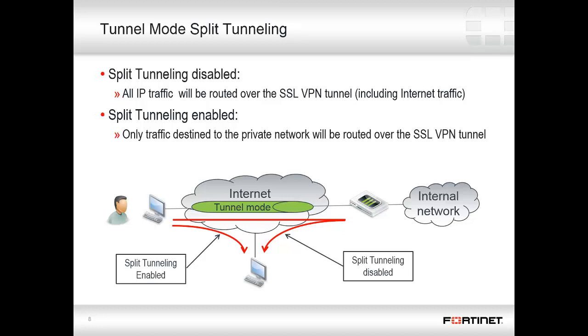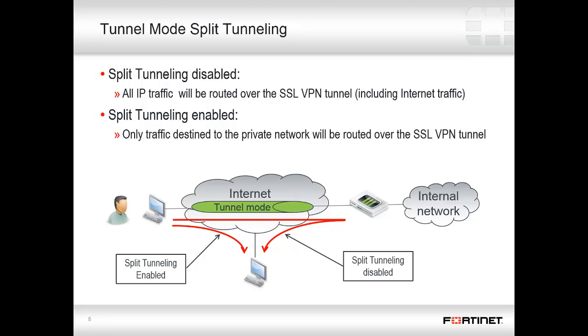So when split tunneling is disabled, the internet traffic goes to the FortiGate first, then goes out through the FortiGate device's ISP. This adds more latency and bandwidth usage. In most cases, split tunneling is enabled.